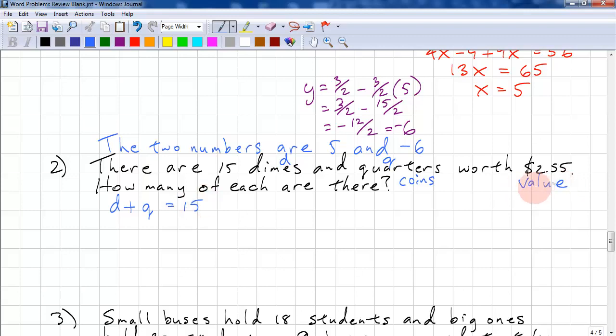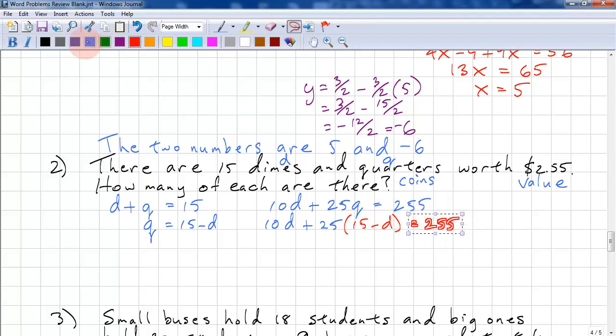Now we need to work on value. A dime is worth 10 cents, and a quarter is worth 25 cents. Notice I said cents, so we need to change this into cents. This is 255. So it's easier to work with this for substitution. Q equals 15 minus D. So 10D plus 25 times 15 minus D equals 255.